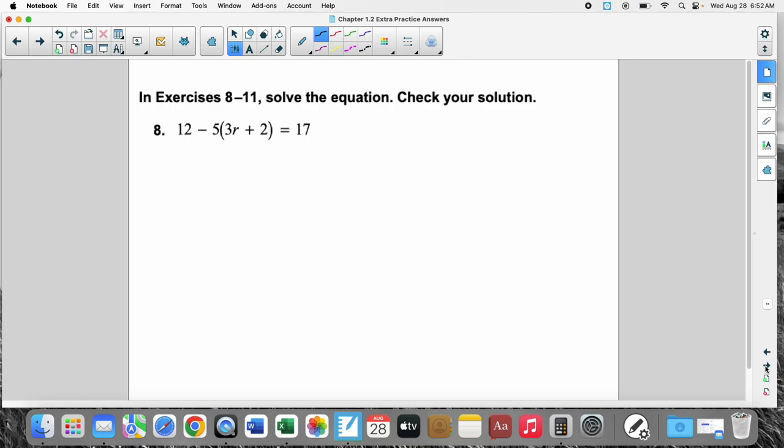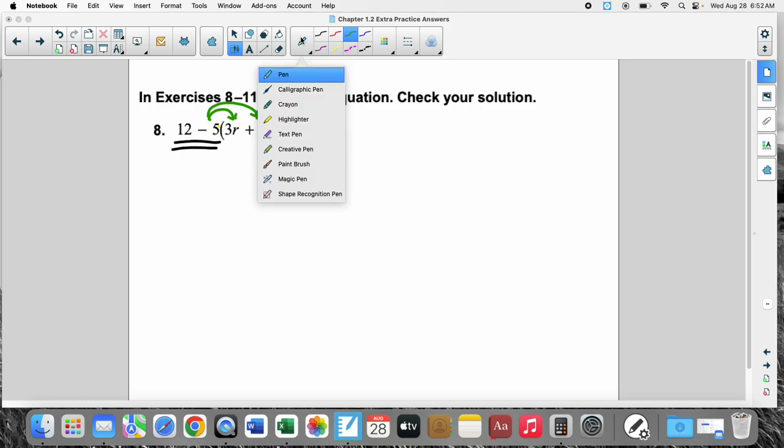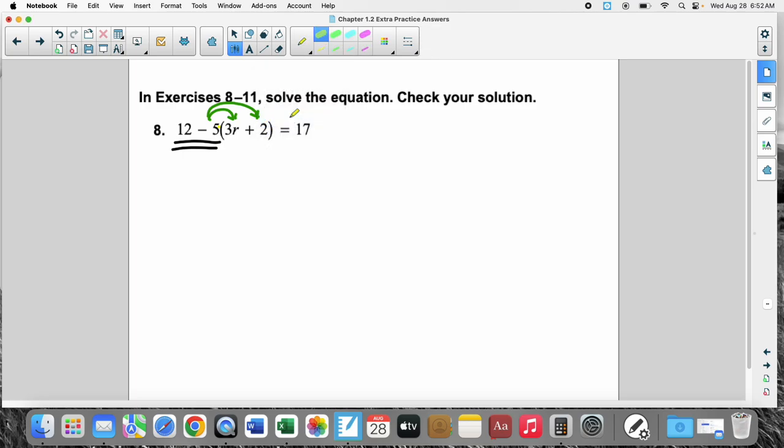In exercises 8 through 11, solve the equation, check your solution. So a lot of students are going to want to do subtraction first, but you can't. Order of operations tells you that you have to do multiplication. We can't combine these, those are unlike terms, so we actually have to distribute. And what are we distributing? We are not distributing 5, we're distributing -5. -5 needs to be distributed. That's going to be my first step.